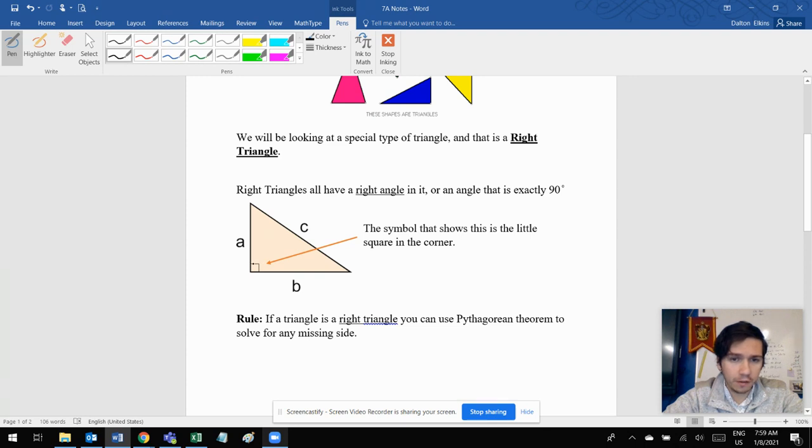And it's this angle with this little square in the corner here. That means it's 90 degrees. Super important number, the 90-degree angle. It's one of the most important angles in all of trigonometry and in the greater world of mathematics. So if you see that right angle, think 90 degrees and then think, okay, it's a right triangle. So your rule, how we're going to tie this back, is that if a triangle is a right triangle, you now have permission to use the Pythagorean theorem.